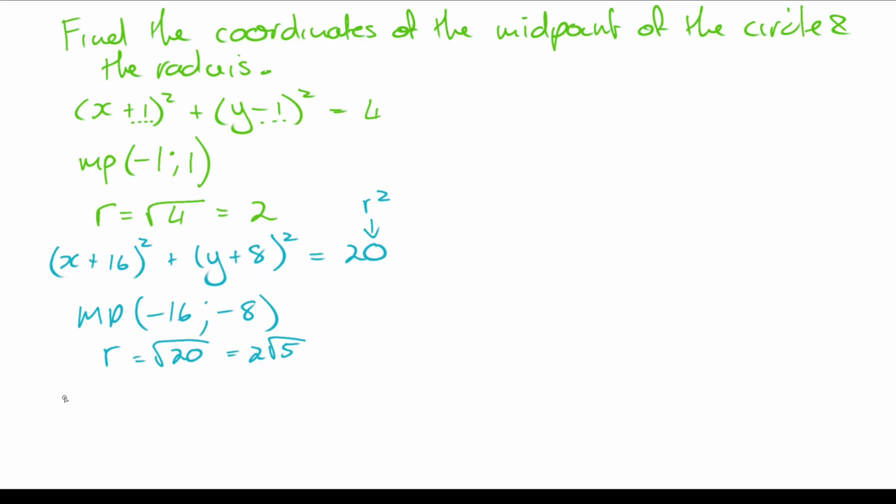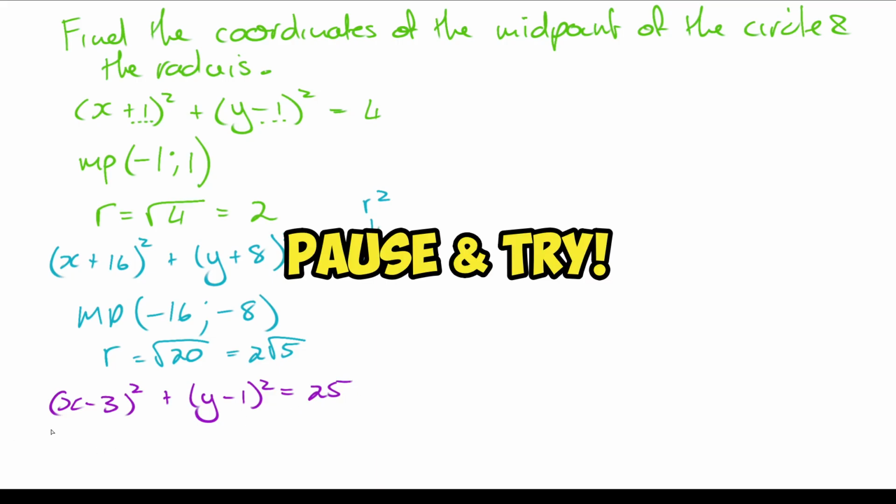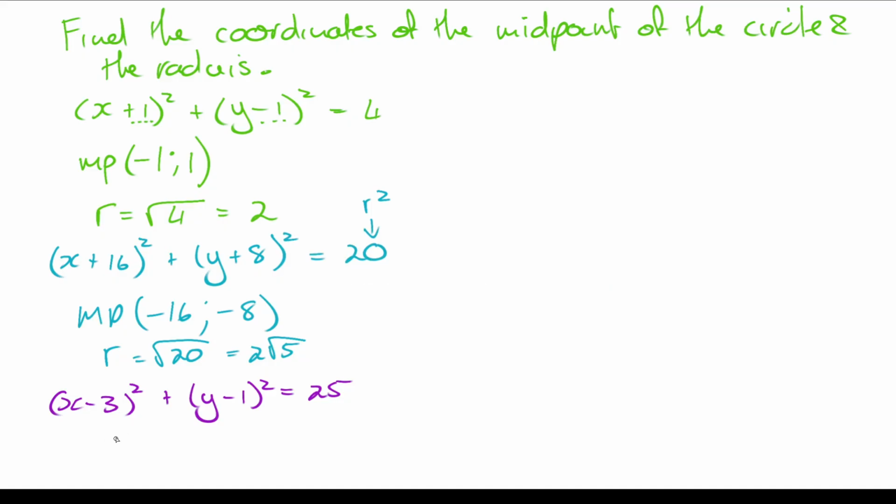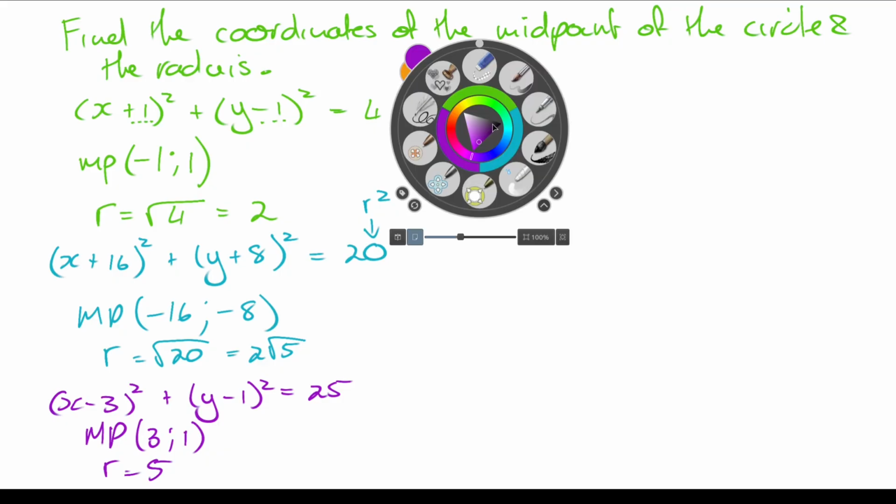We have (x - 3)² + (y - 1)² = 25. Pause for a moment and see what you get. And now that you've seen what you got, let's see what I got. The midpoint is positive 3 because we changed the sign, and positive 1 because we changed the sign. The radius is the square root of 25, and I happen to know that's 5. Bam! Yay! And this is winning.